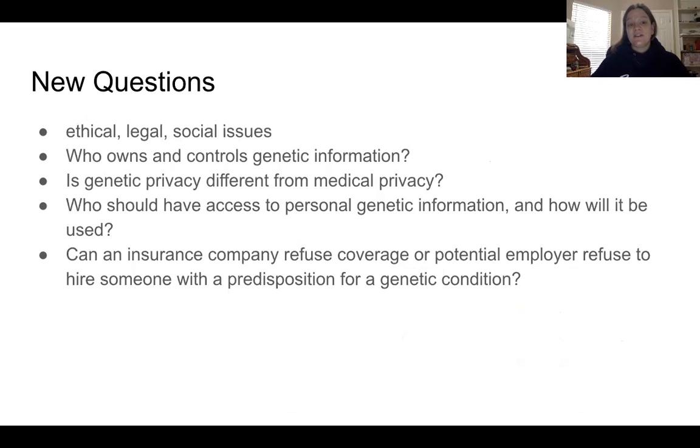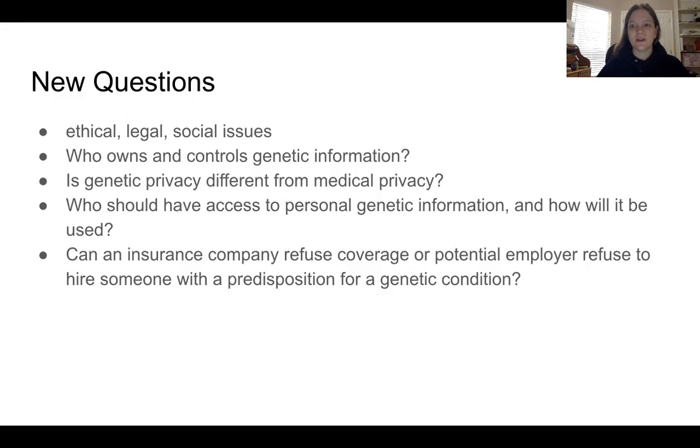What we've learned does raise some issues, and presents us with some new questions. Some of them are ethical and might be important to you at some point. For instance, who owns and controls that genetic information? If you've done a 23andMe or anything like that, they have your DNA on file. What are the privacy rules on that?